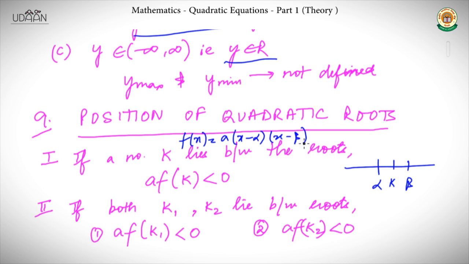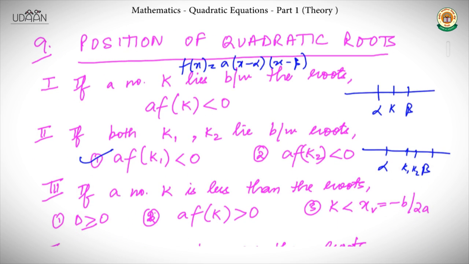Secondly, let there be two numbers k1 and k2. If both k1 and k2 lie between the roots, that is, let the roots be alpha and beta, then the first condition to be satisfied is a into f of k1 should be less than 0, and secondly a into f of k2 should also be less than 0, both at the same time.